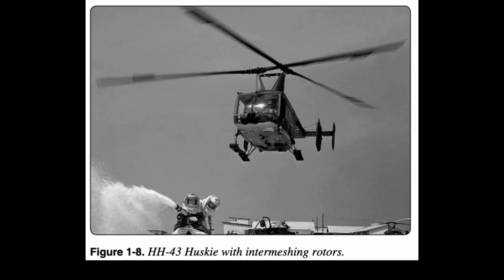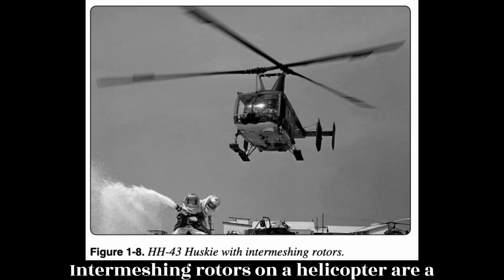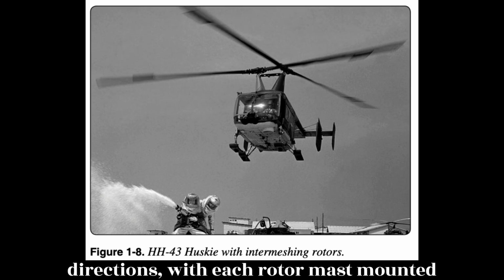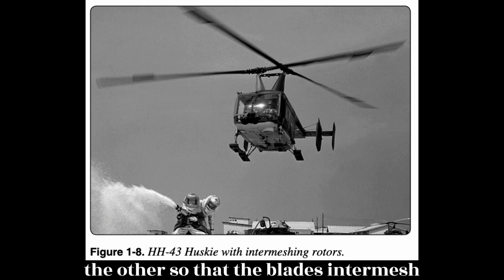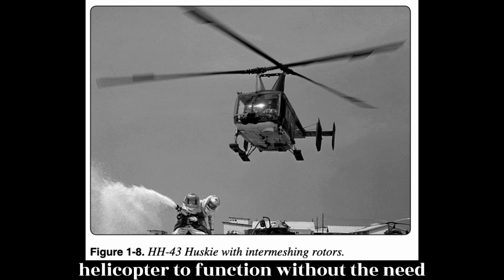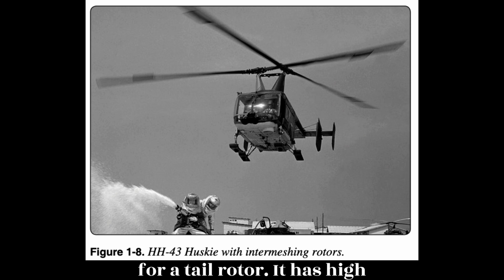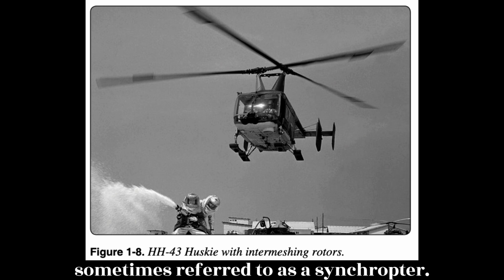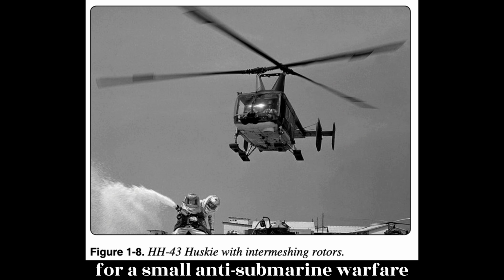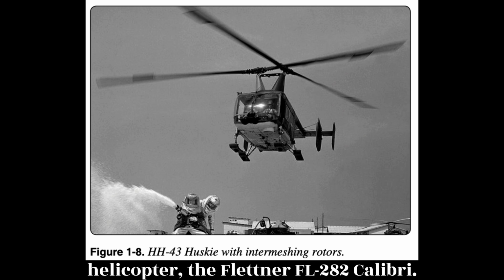Intermeshing rotors. Intermeshing rotors on a helicopter are a set of two rotors turning in opposite directions, with each rotor mast mounted on the helicopter with a slight angle to the other so that the blades intermesh without colliding. Figure 1.8. This arrangement allows the helicopter to function without the need for a tail rotor. It has high stability and powerful lifting capability. This configuration is sometimes referred to as a synchropter. The arrangement was developed in Germany for a small anti-submarine warfare helicopter, the Flettner FL-282 Colibri.